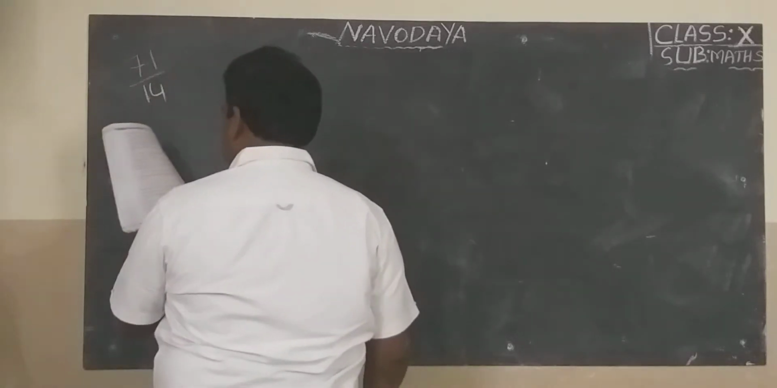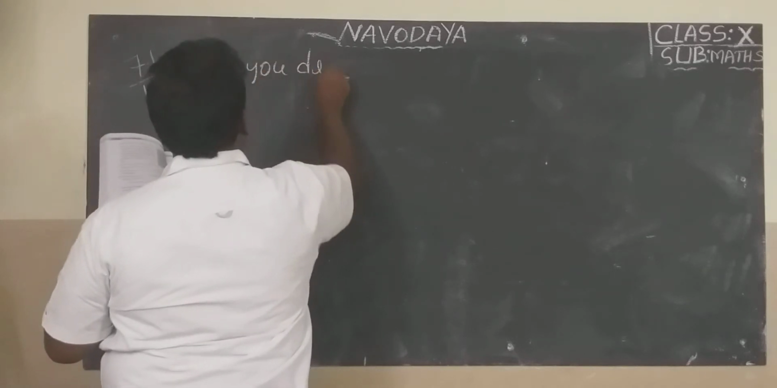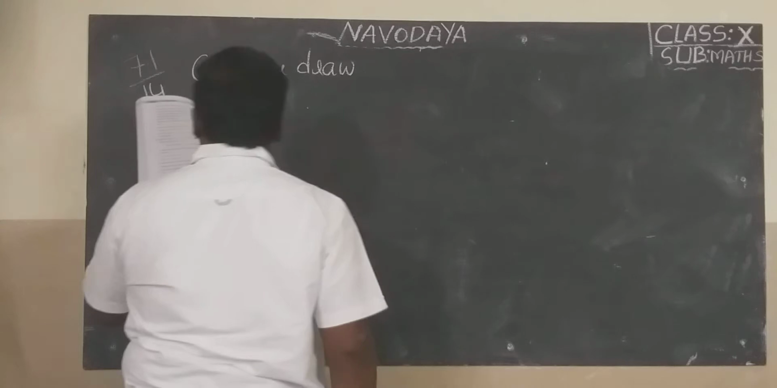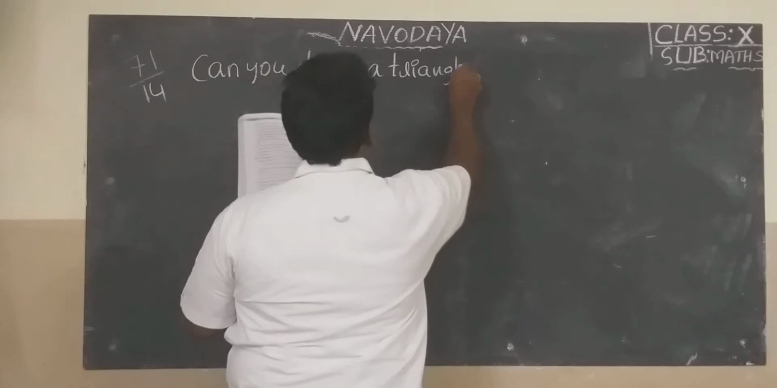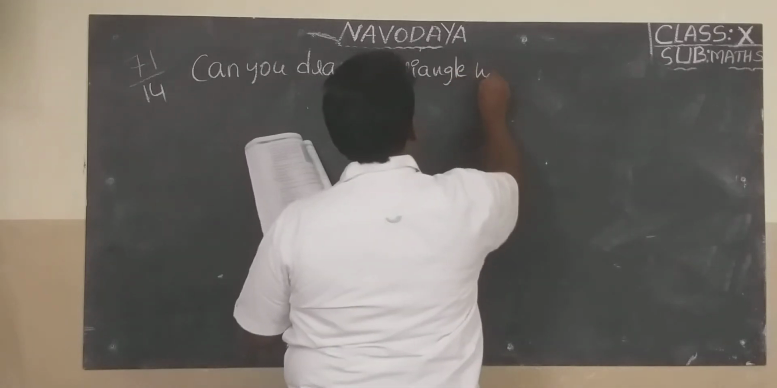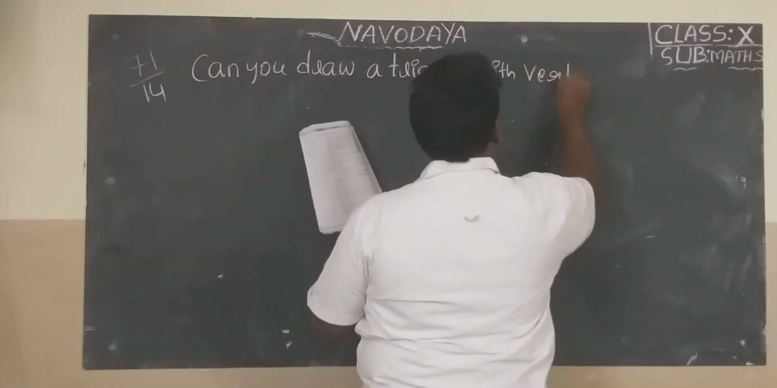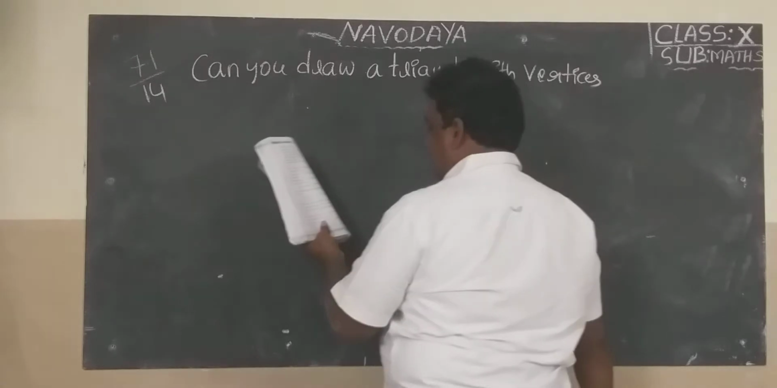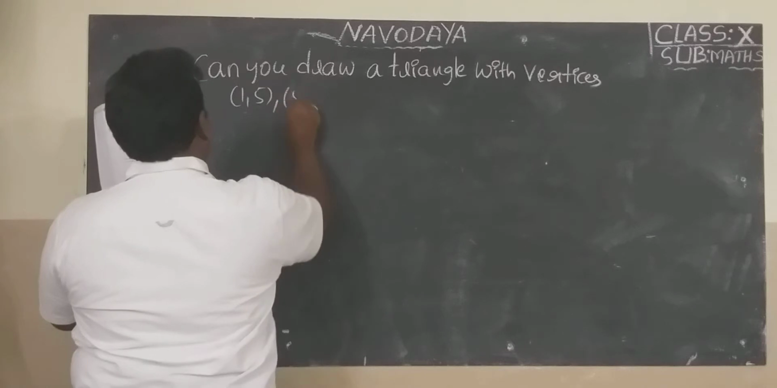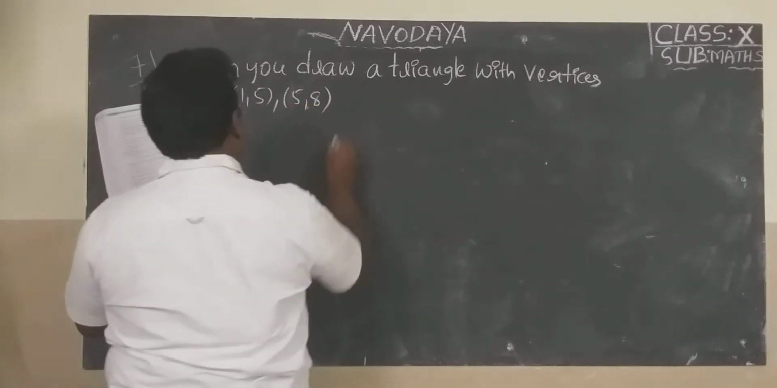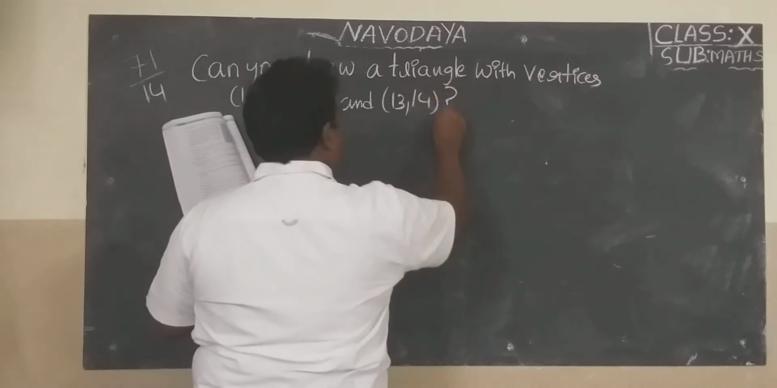Problem number 14 is, can you draw a triangle with vertices (1, 5), (5, 8) and (13, 14)? Give reasons.